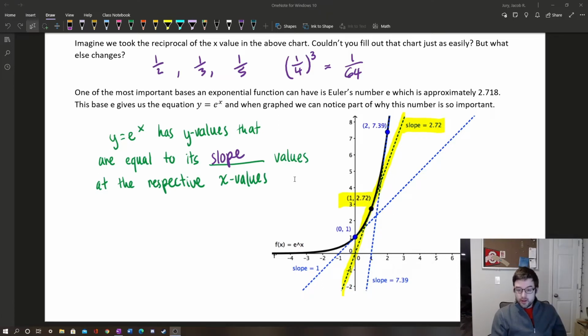So the slope at that point on the curve is 2.72, just like the y value at that point on the curve. So somehow Euler was able to create, and I don't want to get into those details, but somehow Euler was able to create or find the exponential equation where the y values are equal to the slope values on this graph. And that's why this is so important. This represents continuous growth. And that's something we like to see with certain representations. And we'll see some applications of that later on in the unit.